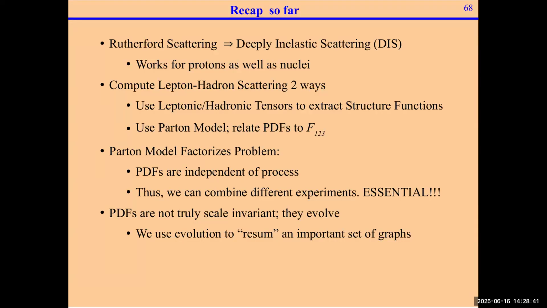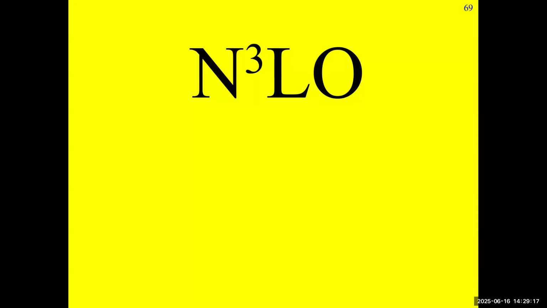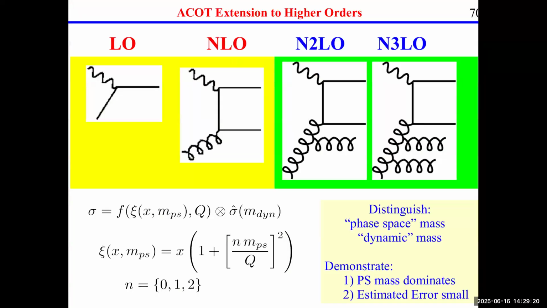So, quick recap so far: we've gone from the Rutherford scattering, we've computed electron-hadron scattering and connected that up to the parton model. And we talked a little bit about factorization, how the PDFs are independent of the process. That's what allowed us to mix things like DIS and Drell-Yan to extract the PDFs. But they're truly not scale invariant because there's this evolution that comes in, but we have a handle, thanks to the renormalization group equation, we can calculate the anomalous dimension or calculate the splitting functions and find out how they evolve with energy. Let me wrap up with just a few more things.